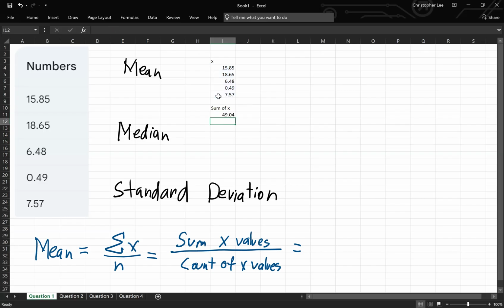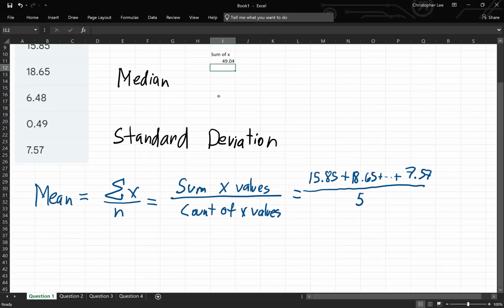So just to be clear, I'm talking about 15.85 plus 18.65 plus, I'm going to skip a few because of space, all the way down to the last number, which is 7.57. And then I want to divide this by the number of numbers. And how many numbers do I have? I have 5, right? That's my goal.